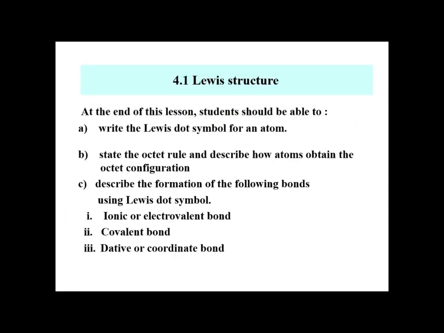So the first part, we will learn about Lewis structure. So in the end of this lesson, you should be able to write the Lewis dot symbol of an atom, state the octet rule and describe how the atom obtained the octet configuration, and describe the formation of the three bonds. So ionic bond, covalent bond, and dative bond.